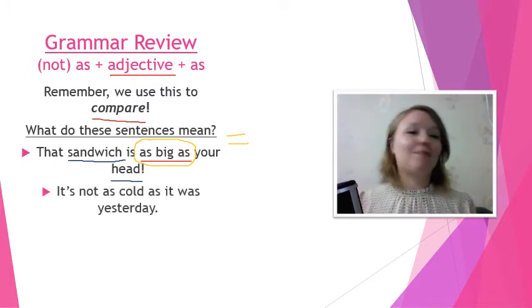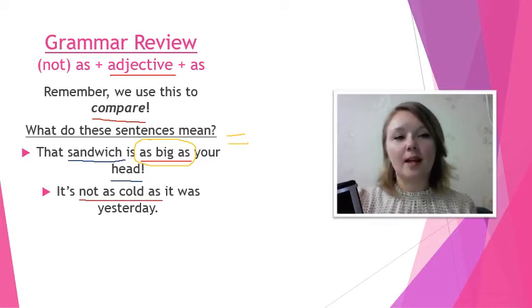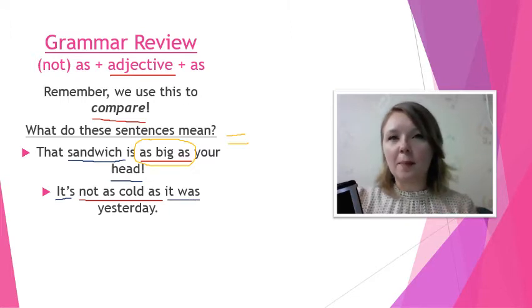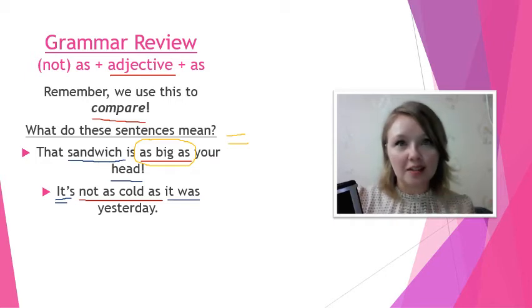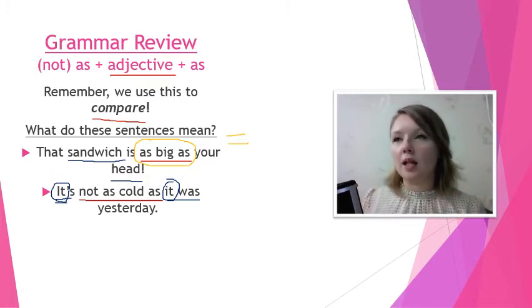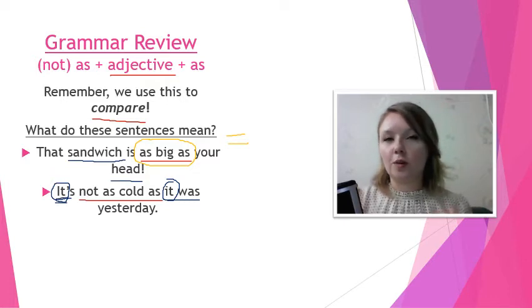Okay, let's look at number 2. It's not as cold as it was yesterday. Okay, so here we see not as cold as. And what are we comparing? Here it's not as clear to see because we just have it's and it was. But if we are talking about temperature, it is the weather. The weather today is not as cold as the weather was yesterday. Remember that in English, we can use different subjects to replace other nouns. For example, if I were talking about my friend Molly, I could say Molly is going to the store, or she is going to the store, right? So here, it is used to replace the noun weather.